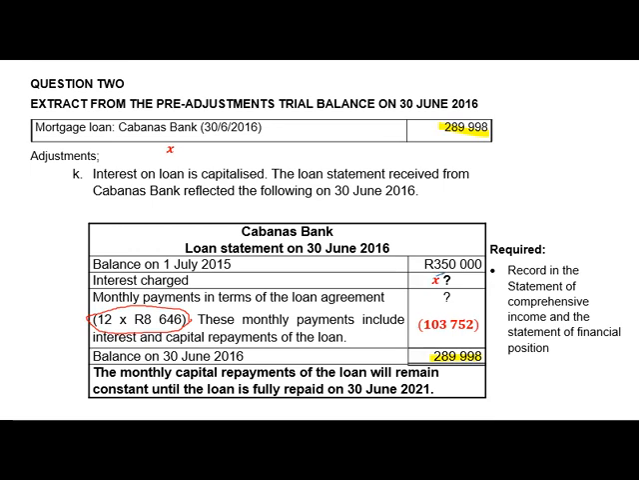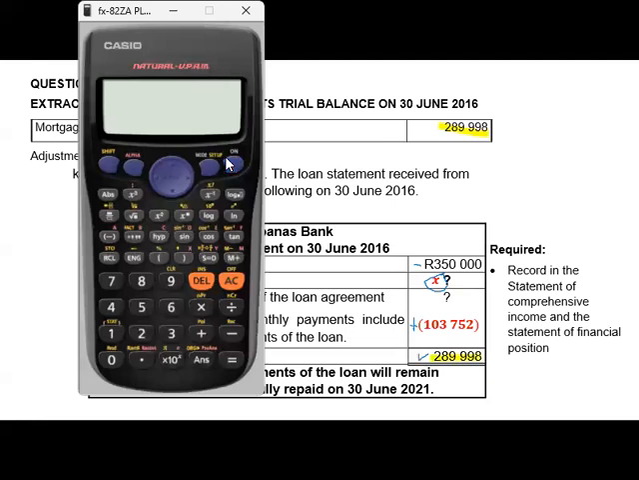How do I get this X here? You do the inverse operation, okay? And when you do the inverse operation here, what are we going to have? So you will have 289,998 plus 103,752, and then you minus 350.